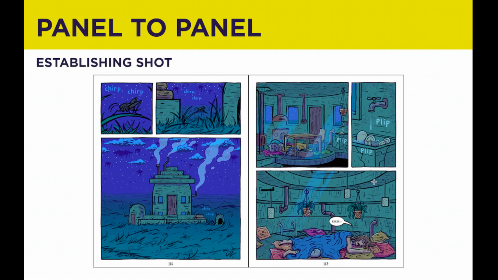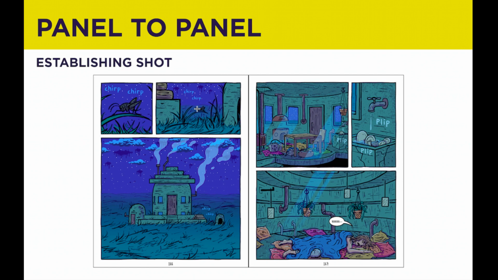Here's another example of an establishing shot. In this case, I didn't start off this sequence with an establishing shot because, again, inspired by film, I wanted to start with a zoom in, this moment-to-moment sequence to show something a little more detailed and a little more atmospheric of this cricket chirping.